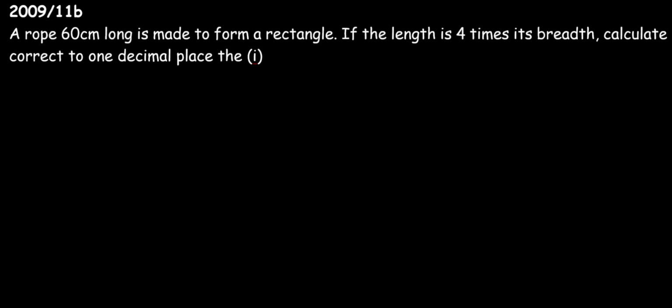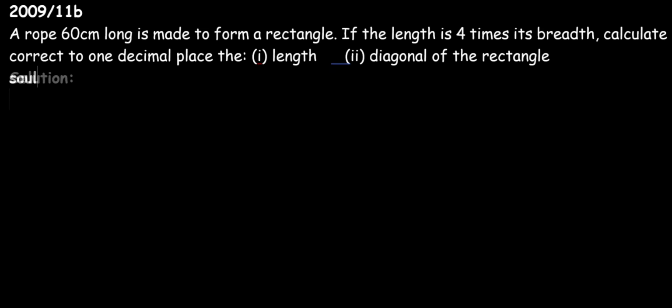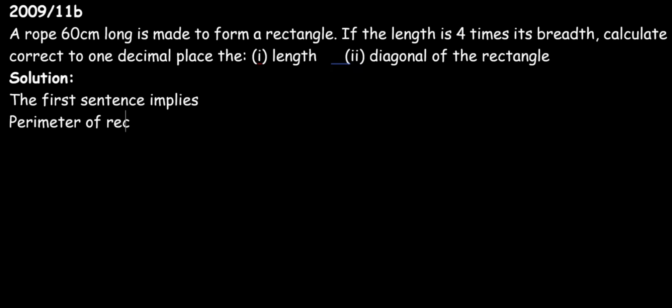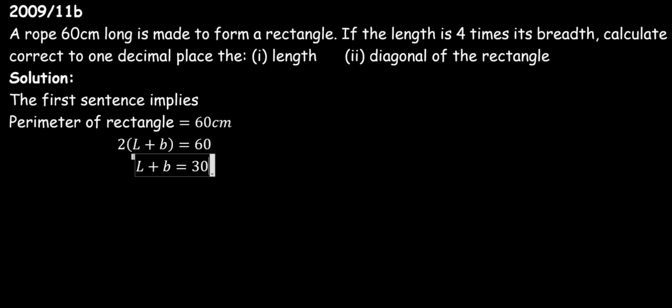Another example, 209 stroke 11B. A rope 60 cm long is made to form a rectangle. If the length is 4 times its breadth, calculate correct to 1 decimal place the I length, II diagonal of the rectangle. Solution. The first sentence implies perimeter of a rectangle is equals to 60 cm. And we can recall that the formula for perimeter is 2 into bracket open L plus B, bracket close, equals to 60 cm. That will simplify into L plus B equals to 30, and that will form our equation 1.